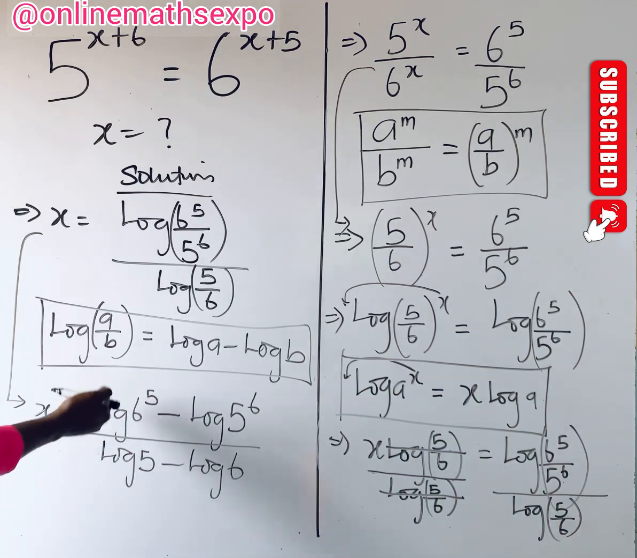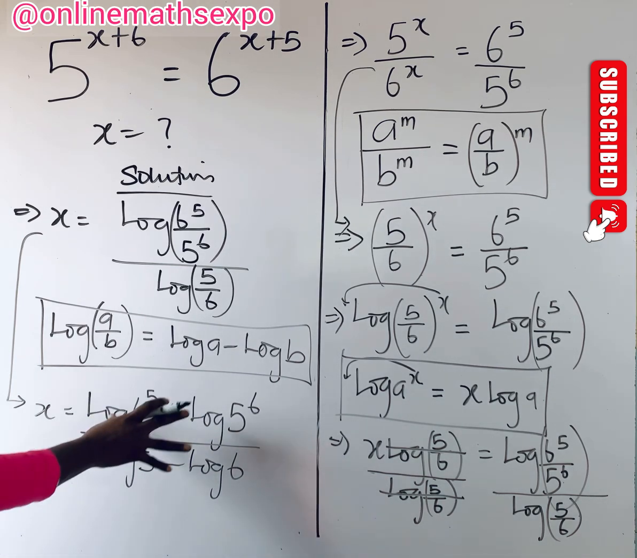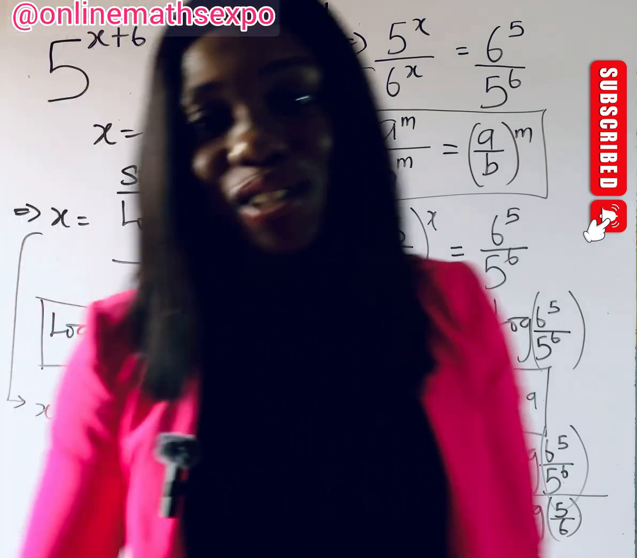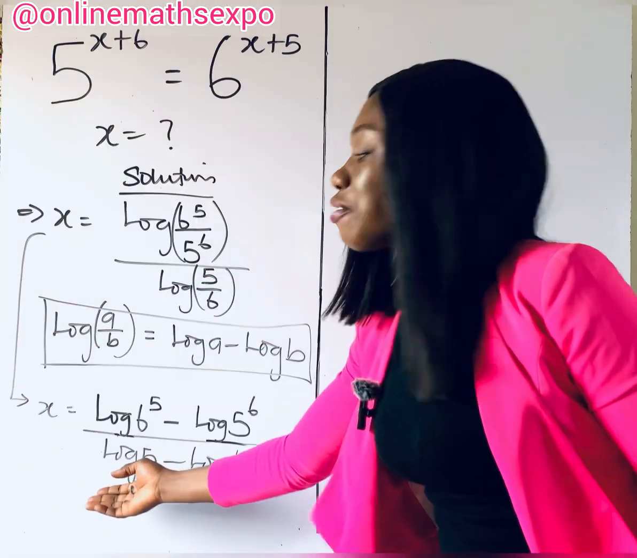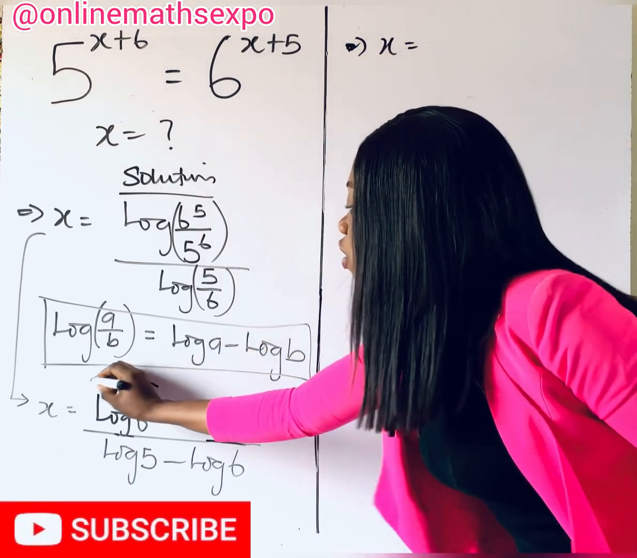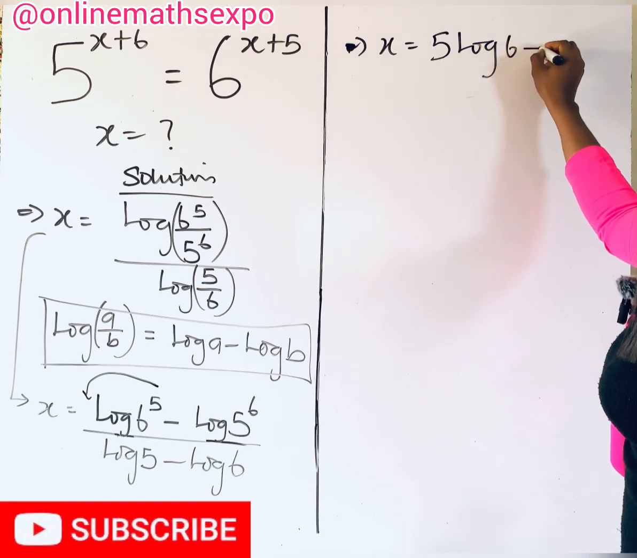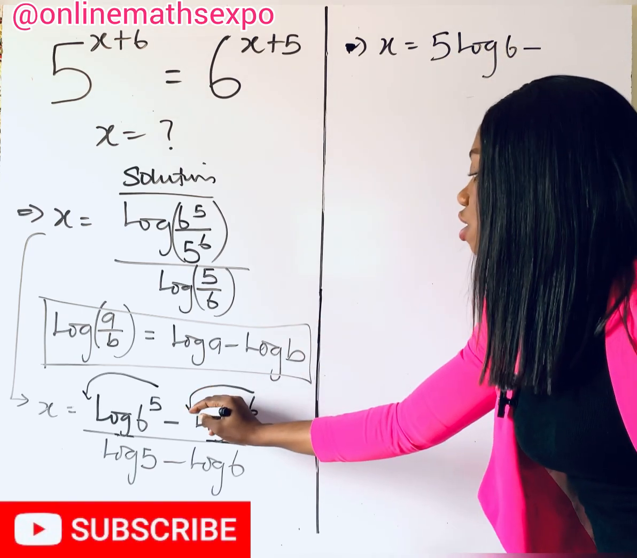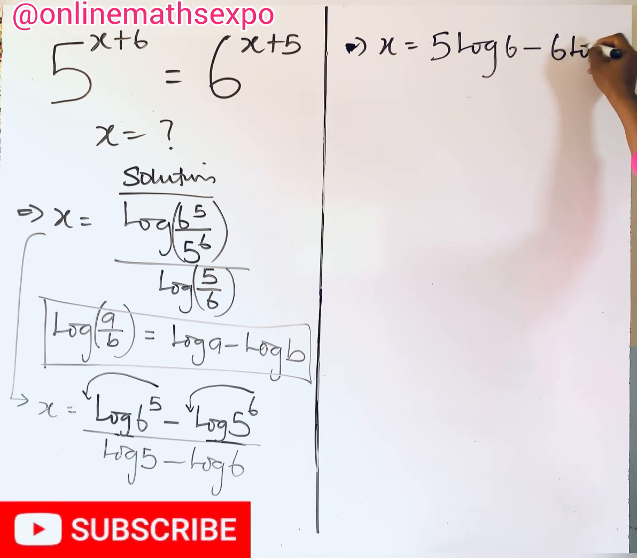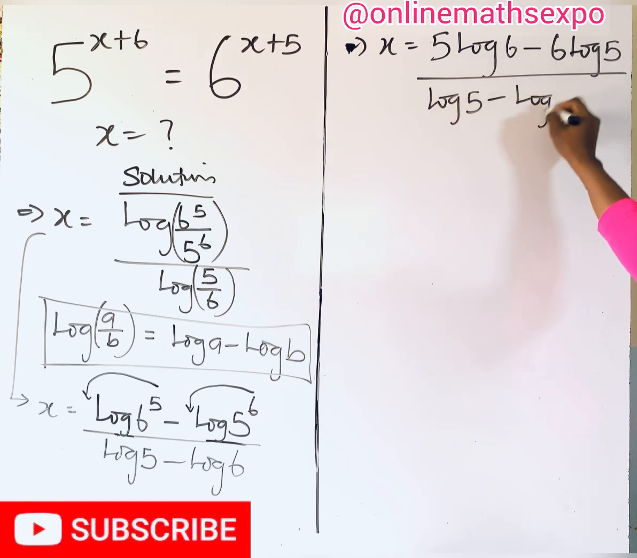Interesting. Now, to simplify it more, we are going to just remember that this power is always multiplying the log, okay? So you make sure you simplify to the lowest form. And to do that, let me show you what you would do. Now, from here, we have x as being, so use this to multiply. So it gives us 5 log 6 minus, use this, it gives us 6 log 5, all divided by log of 5 minus log of 6.